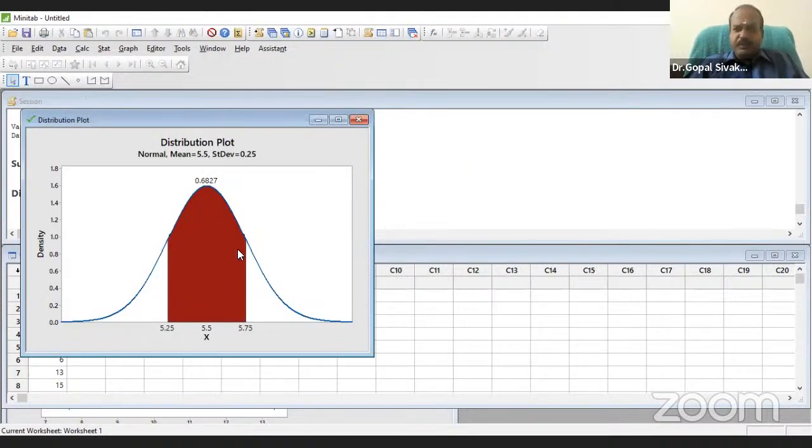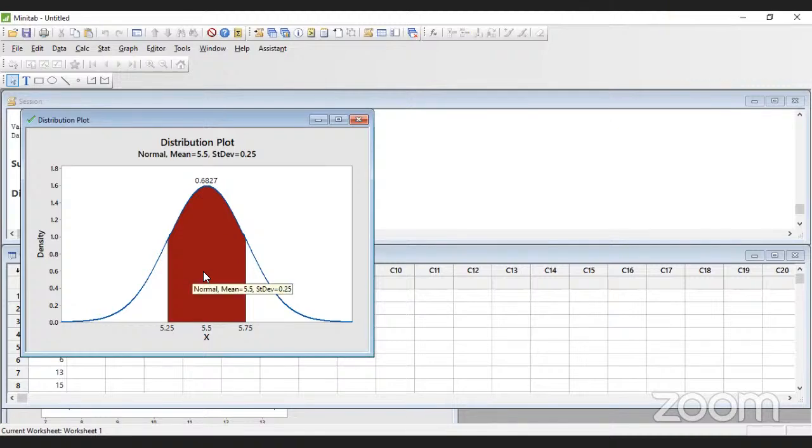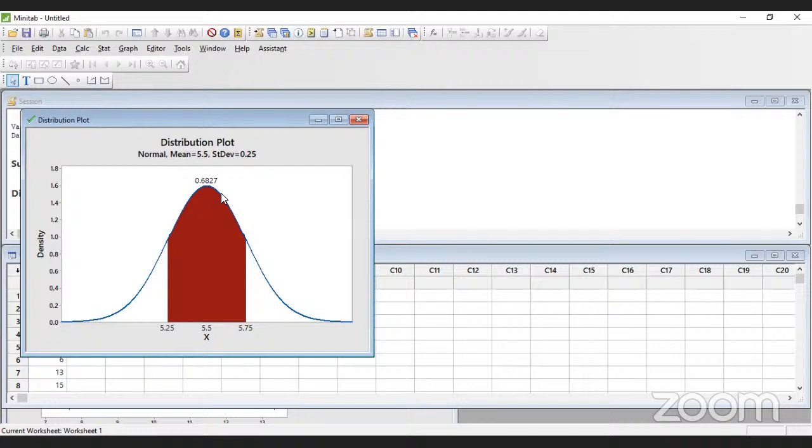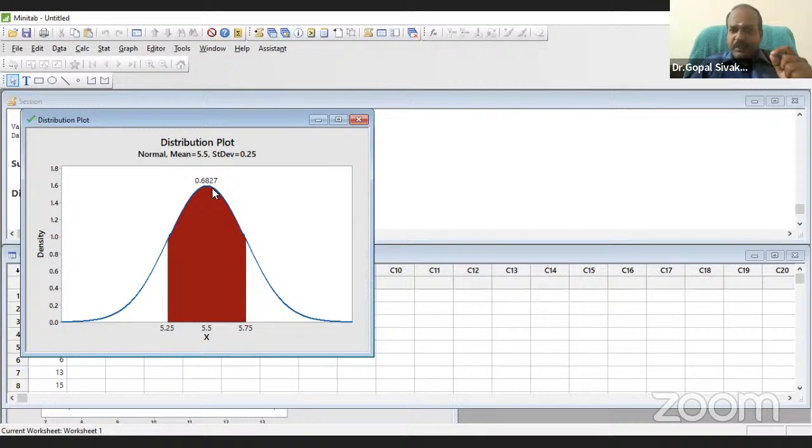Do you see the graph? Red color area. Yes, sir. So what percentage of the people in India in the age group of 25 to 45 have the height between 5.25 feet and 5.75? What percentage? 0.68. 0.68 is the number. Percentage wise, 68.27. If you come across 100 people, approximately 68 people will have the height between 5.25 and 5.75.